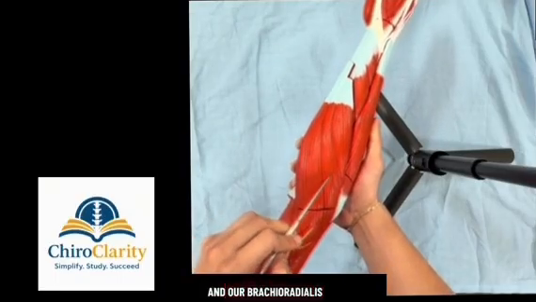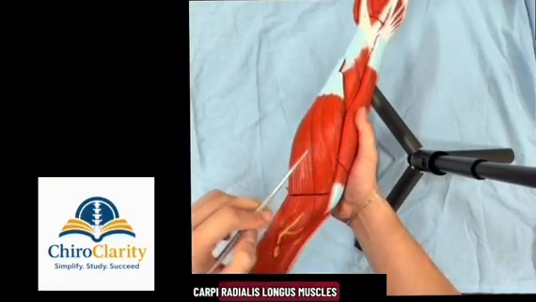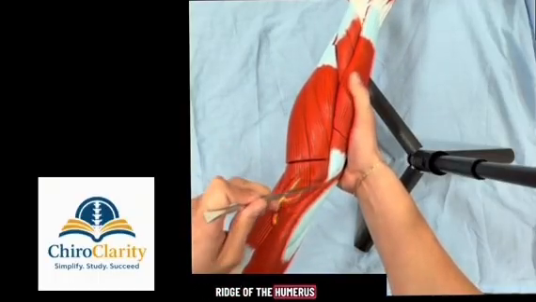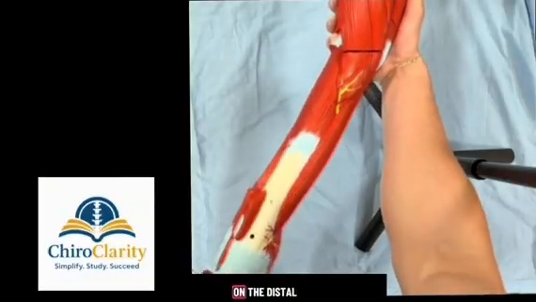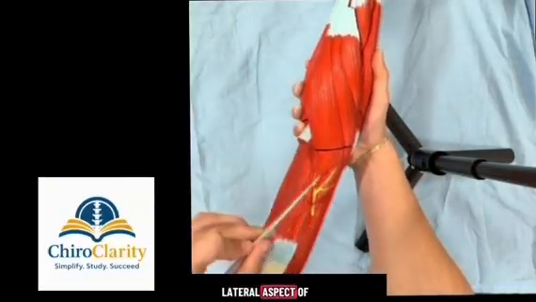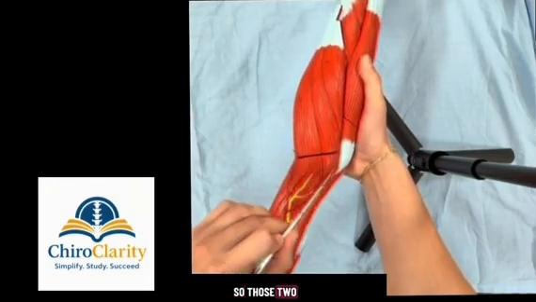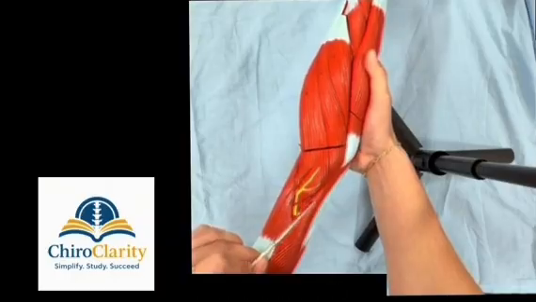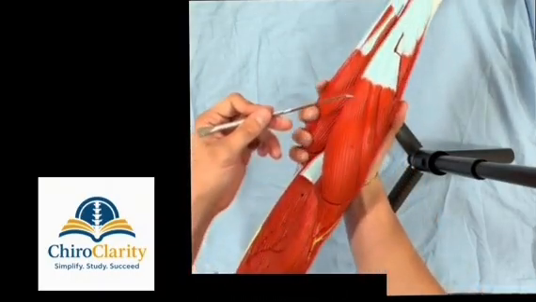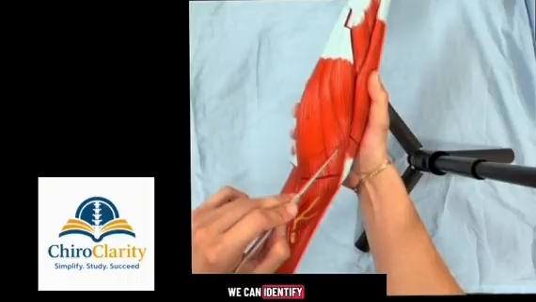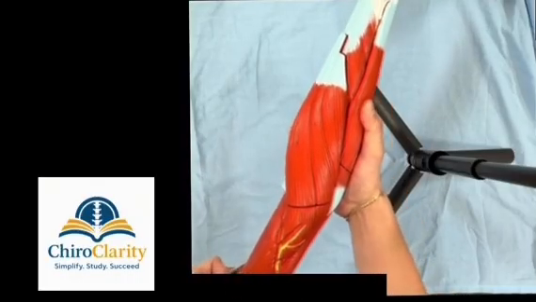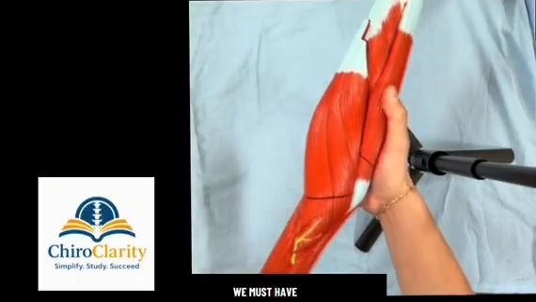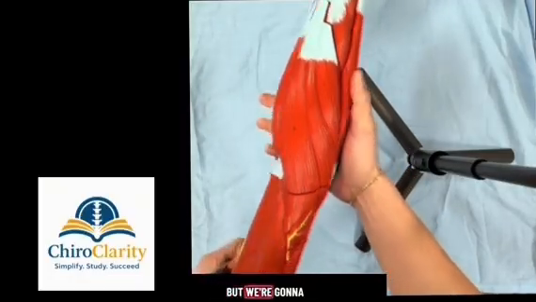And our brachioradialis and extensor carpi radialis longus muscles are the only 2 muscles that attach to the lateral supracondylar ridge of the humerus, which is just on the distal lateral aspect of the humerus. So those two muscles run together and share the same proximal attachment site. Therefore, if we can identify one, we can identify the other one. Just as we have an extensor carpi radialis longus, we must have a brevis. But we're going to get to that later.